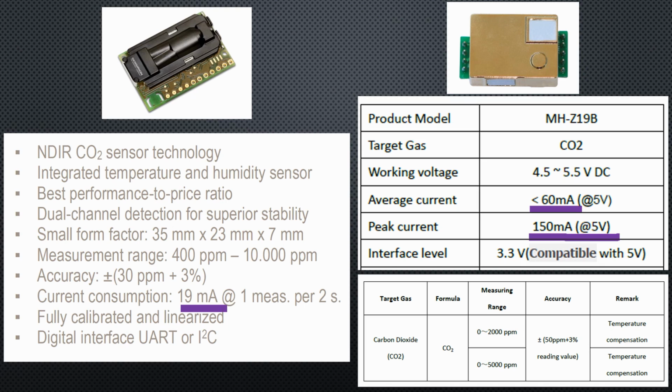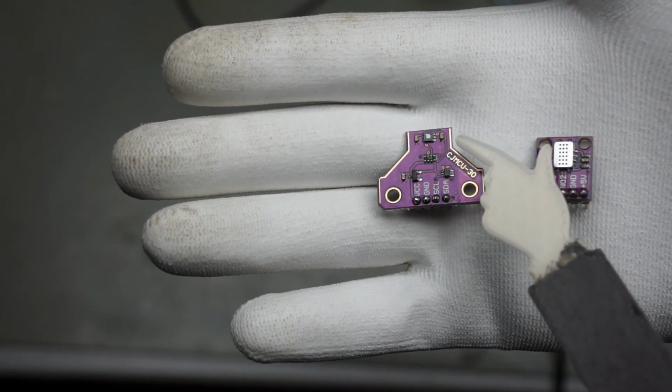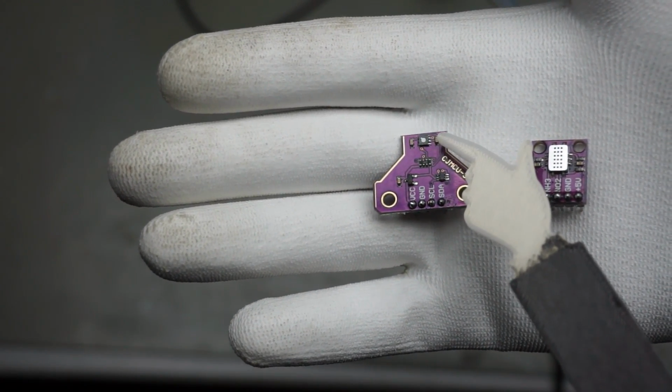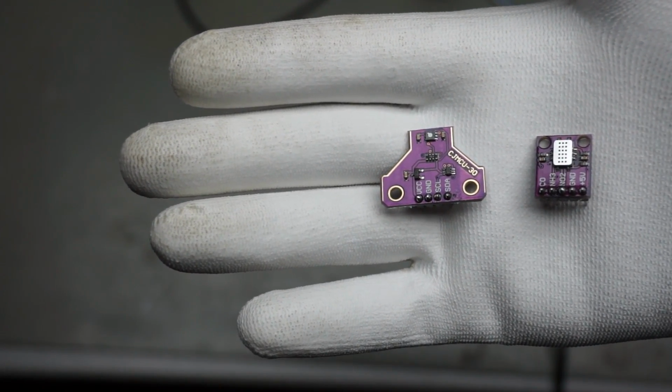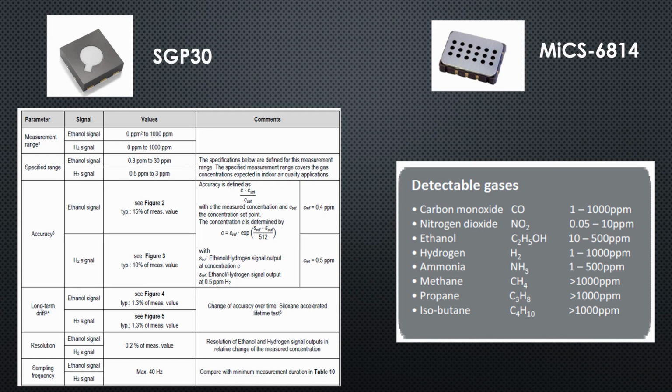Coming now to the VOC sensors. Also here I have two sensors. The SGP30 from Sensirion and the MICS6814 from SGX SensorTech. The SGP30 from Sensirion measures two gases, H2 and ethanol. The MICS6814 has three sensors and claims to detect many more gases. But it has analog outputs and its interfacing is quite complicated. This is why I did not use it for my tests.